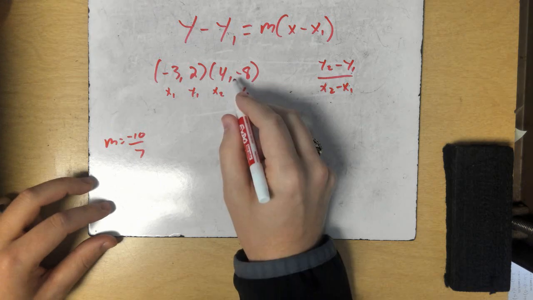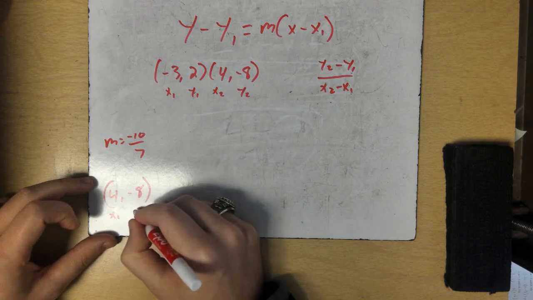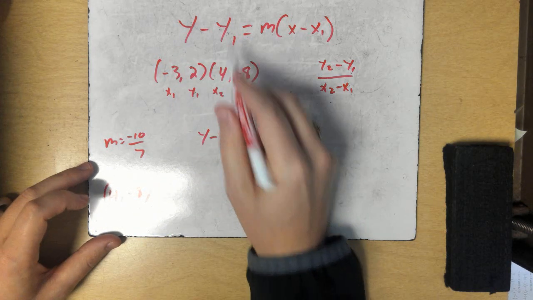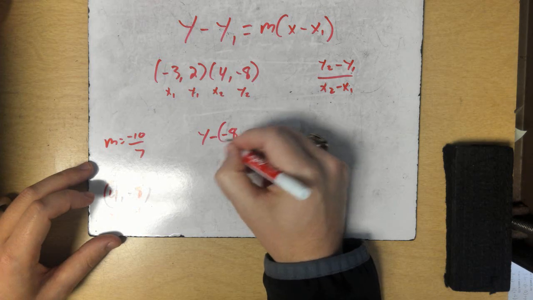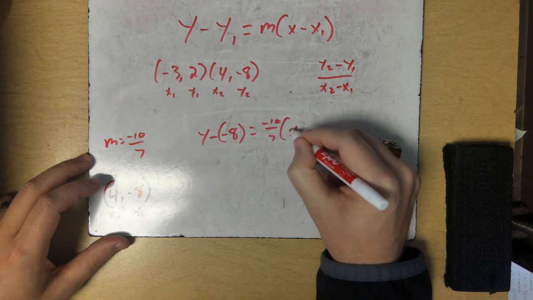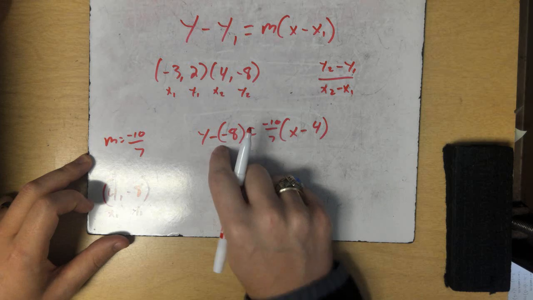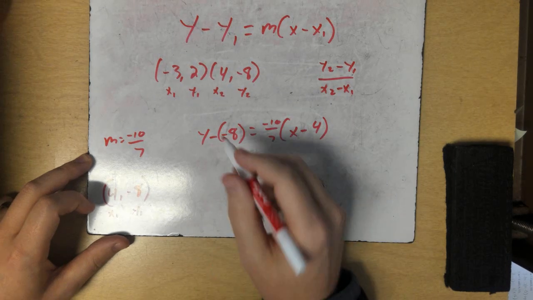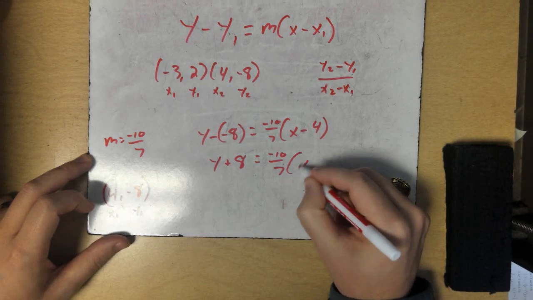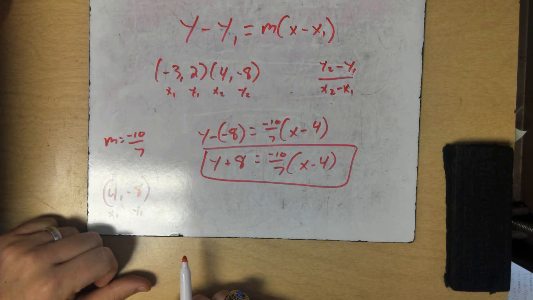Pick a point. I'm going to pick the second one this time. I'm going to pick 4 and -8. My 4 is x1. My -8 is y1. Okay. So plug it in. y minus our y1 is -8 equals our slope we found, -10 over 7, and x minus our x1, which is 4. Boom. We have our double negative here. Let's change that to y plus 8 equals -10 over 7 times x minus 4. Okay, and there you go.